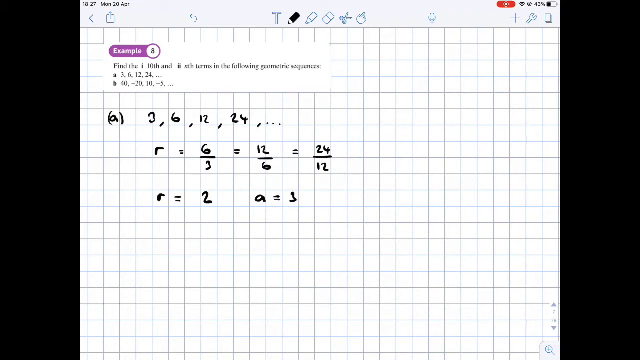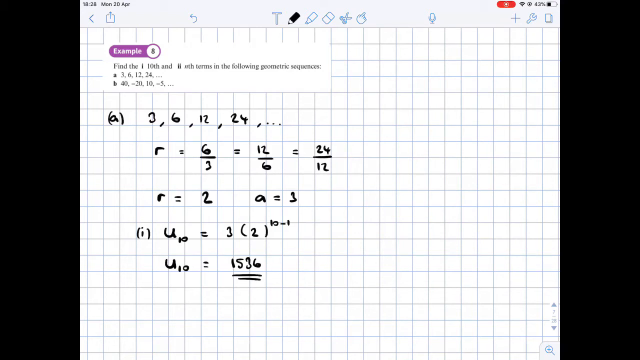So that means to find the 10th term for part 1, u_10, meaning the 10th term, is equal to a, which is 3, times the common ratio, which is 2, to the power of 10 minus 1. So we end up with u_10 equals 3 times 2 to the power of 9. Now 3 times 2 to the power of 9 is 1536. We could use a calculator as well.